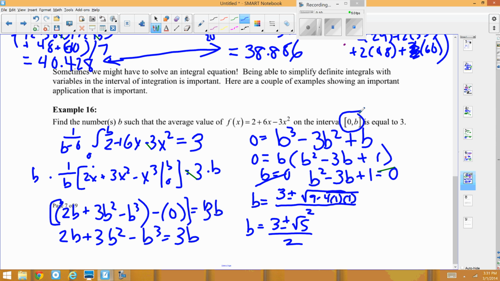And it turns out that they are, because the square root of 5 is going to be 2 point something. So we have two answers: (3 plus square root of 5) over 2, or (3 minus square root of 5) over 2. So a pretty good problem there.